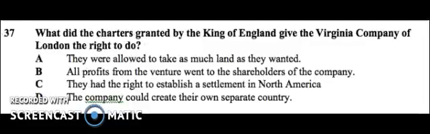Question 37. What did the charters granted by the King of England give the Virginia Company of London the right to do? A. They were allowed to take as much land as they wanted. B. All profits from the venture went to the shareholders of the company. C. They had the right to establish a settlement in North America. Or D. The company could create their own separate country.